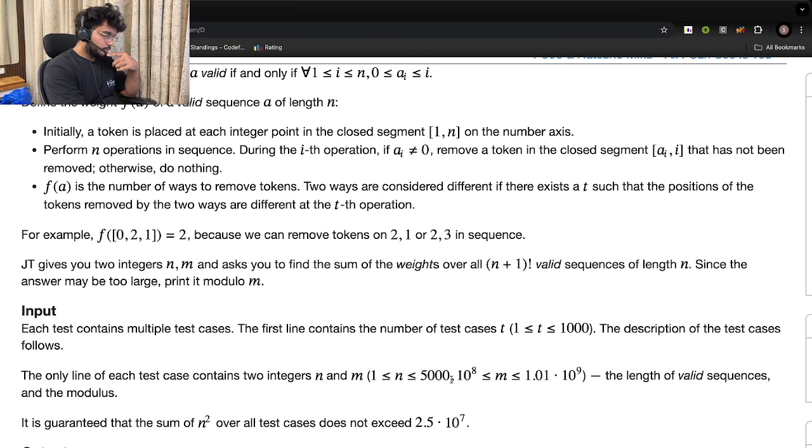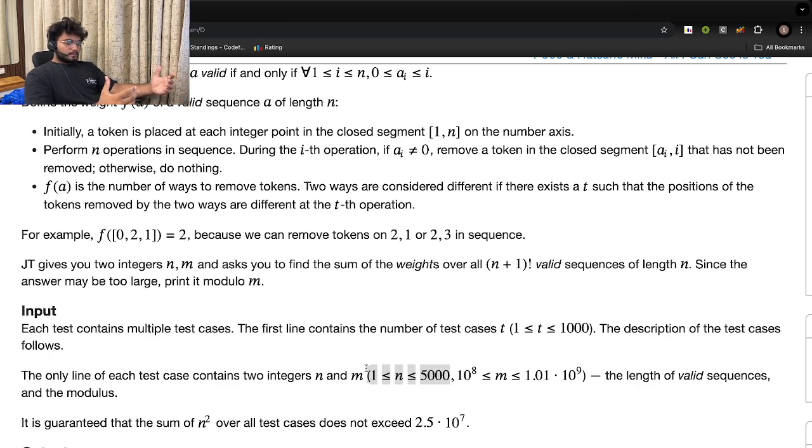We can see that n is up to 5000. If n is up to 5000, generating all (n+1) factorial valid sequences will not work. If n was lower, let's say less than 10 or something, then we could have generated all of the (n+1) factorial sequences using recursion, calculated all of the f(a) values, and added them. But no, obviously not. (n+1) factorial doesn't make sense.